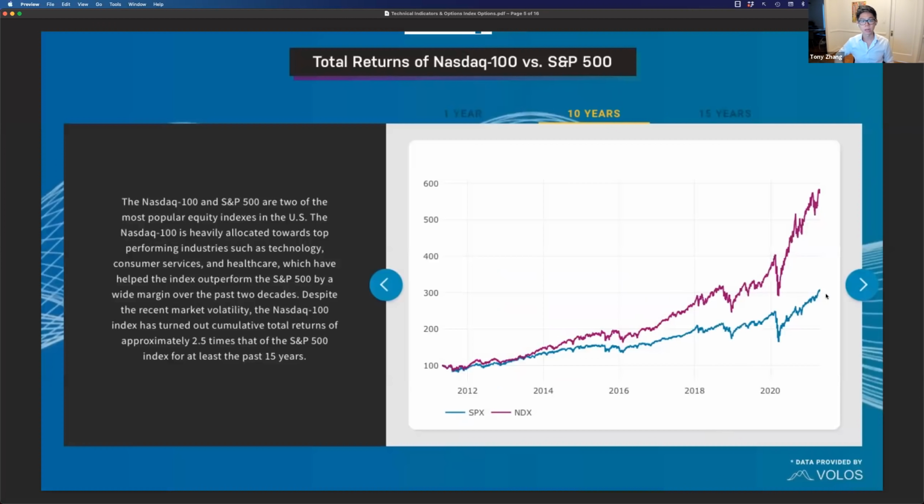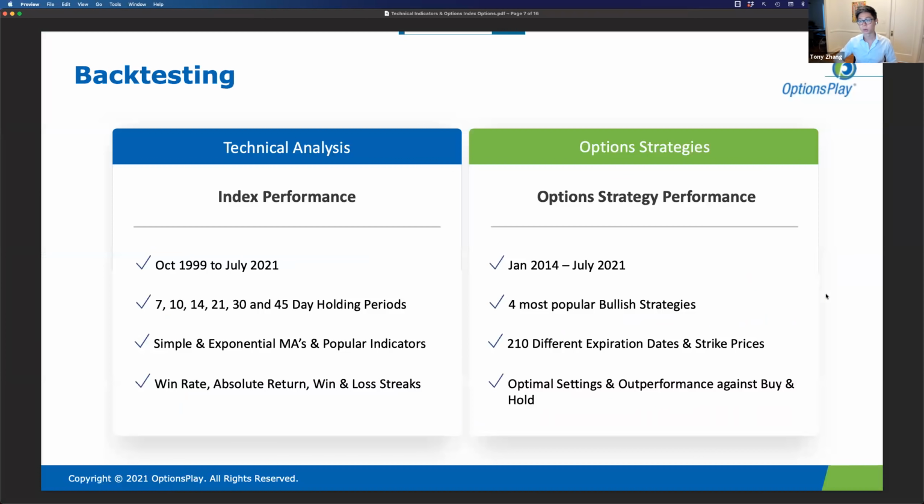There's been no bearish strategies that has outperformed the benchmark. So we only looked at bullish strategies. We looked at 210 different parameters: strike prices, expiration dates, and different combinations of expirations and strike prices to try to find the optimal settings for each one. So for this, we looked at trying to find the optimal setting, meaning what is the optimal expiration date and strike price, and then we also looked at outperformance against buy and hold.